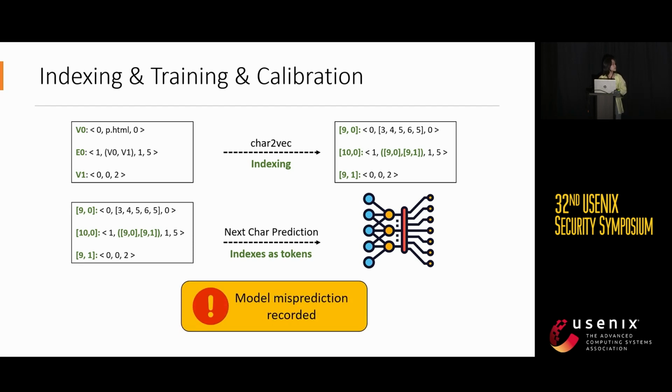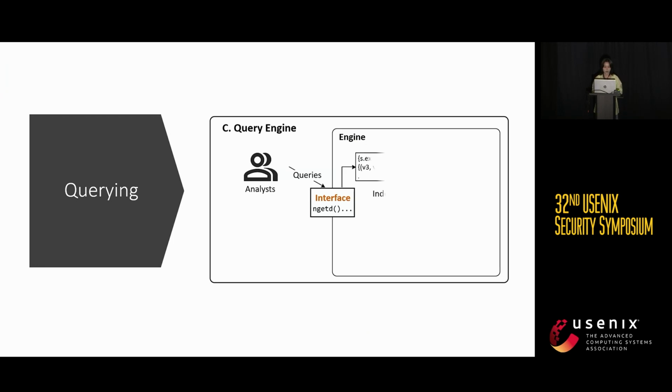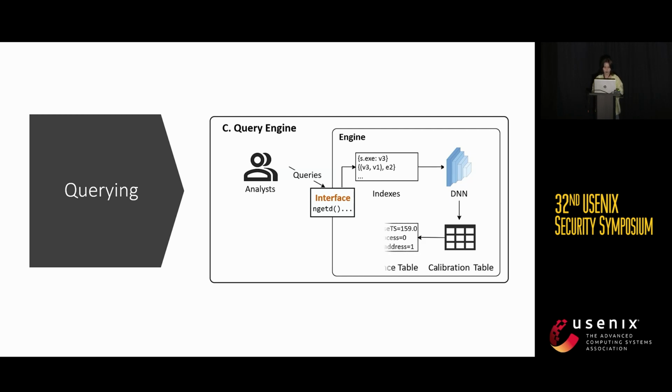During this process, the deep neural network can make mispredictions, and we just record these mispredictions in a calibration table. So when querying the provenance graph, given the attack clue as a start point, we first search the indexes to find all the IDs of the expected vertices and edges, and then we use the IDs as the input to the model, and the model will try to recover the details of the records. During this process, mispredictions will be calibrated by the calibration table. Then we convert the numerical representation back to the text representation by checking the reference table, and finally return the query result.